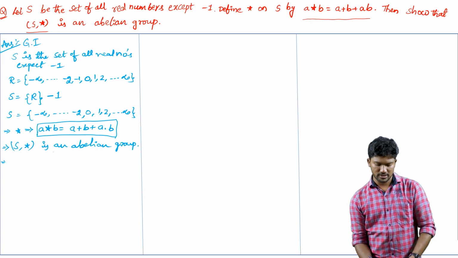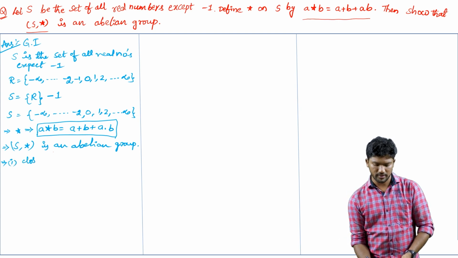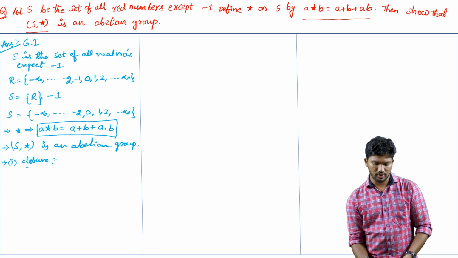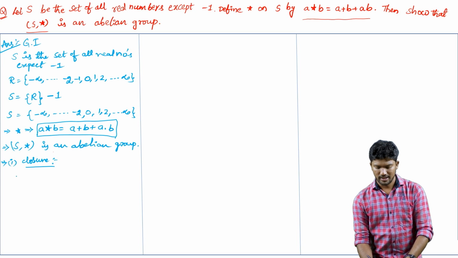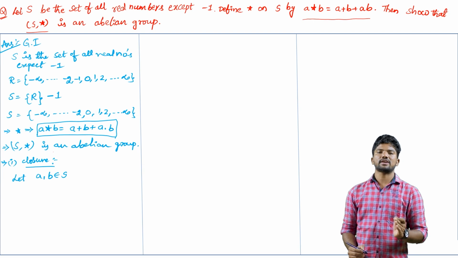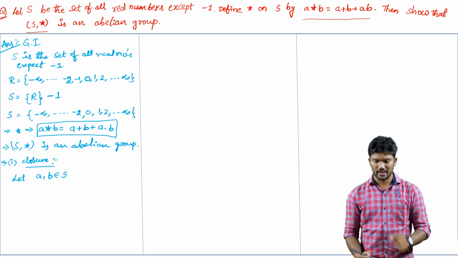For this purpose, first of all, I am writing the group conditions. The first condition is the closure property. Closure law, closure property, whatever it may be, you can take. So first of all, I am writing the general formula. Let small a comma b belong to capital S. Here in place of capital G, we have capital S.